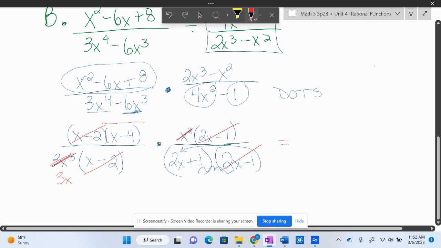So let's see. In the numerator, we multiply straight across. So the only thing that's left in the numerator is x minus 4. In the denominator, we multiply straight across. I have 3x times the quantity 2x plus 1.